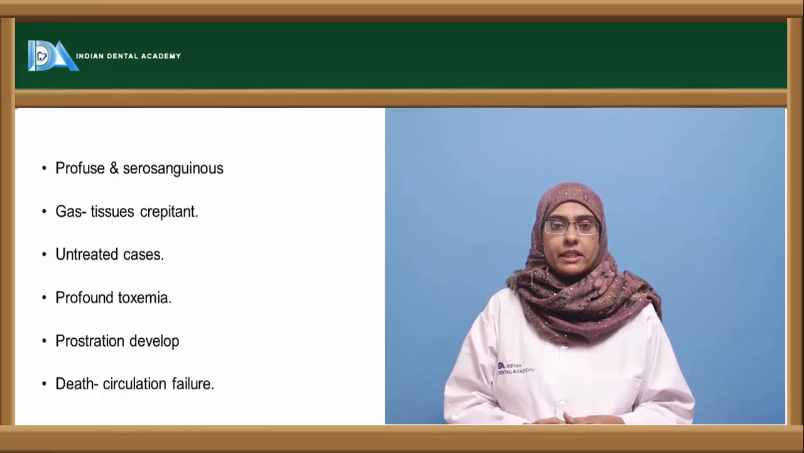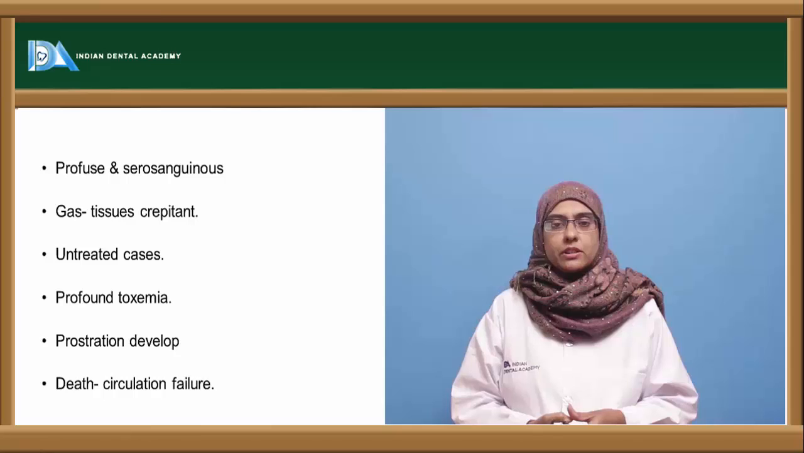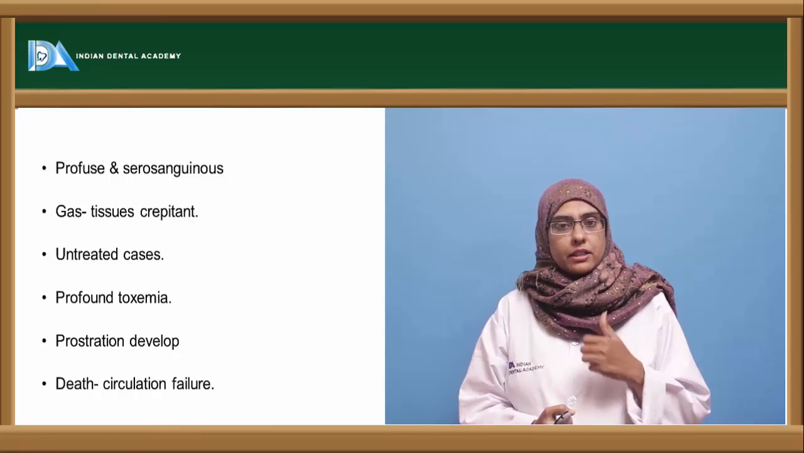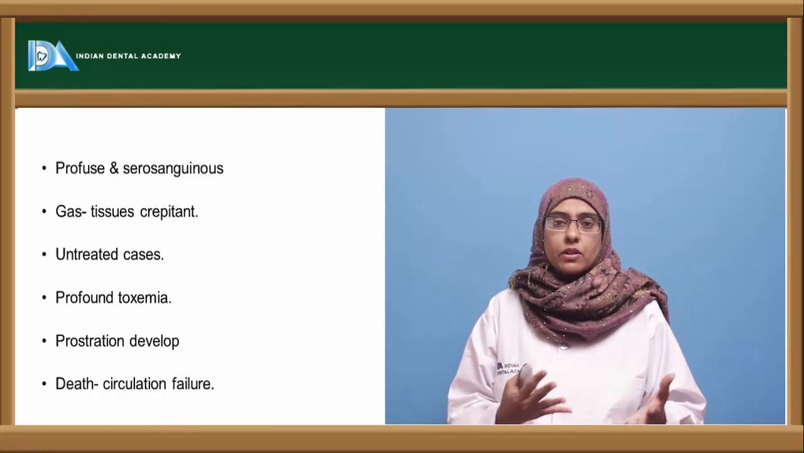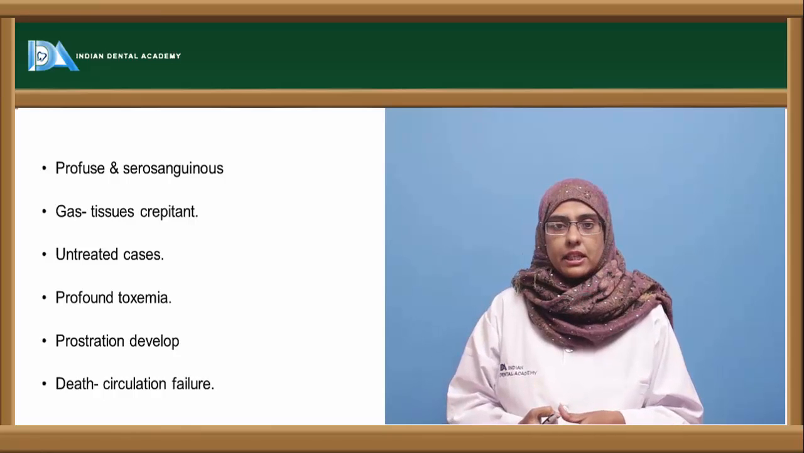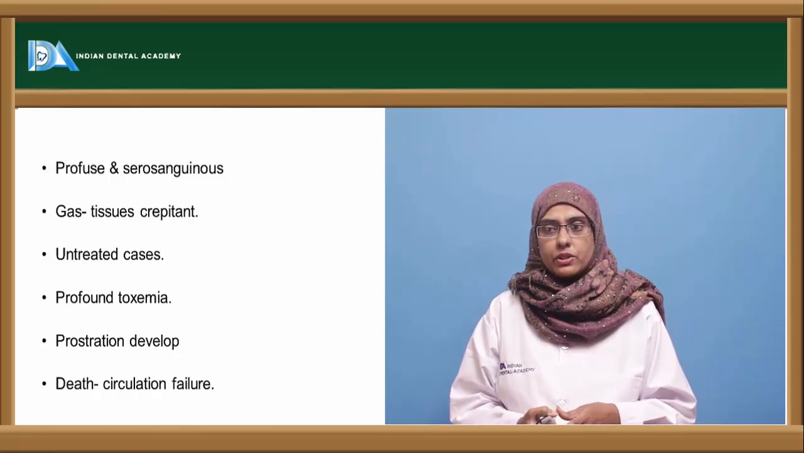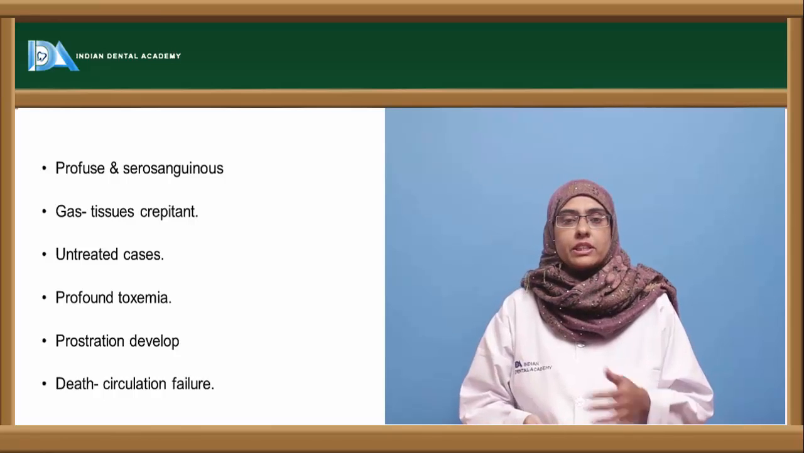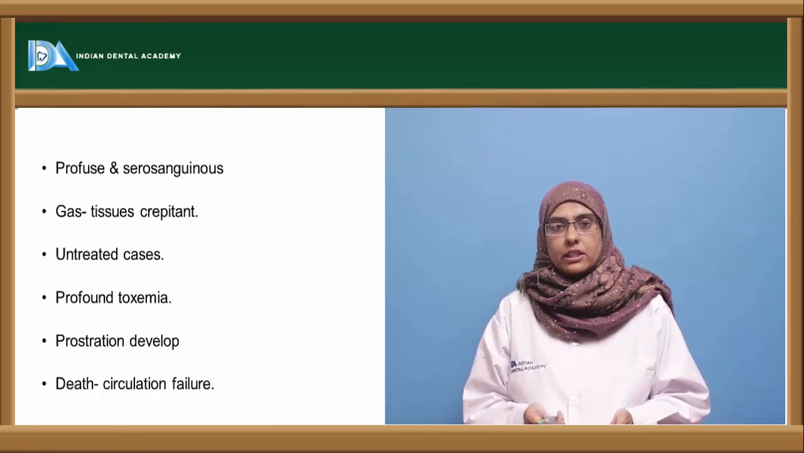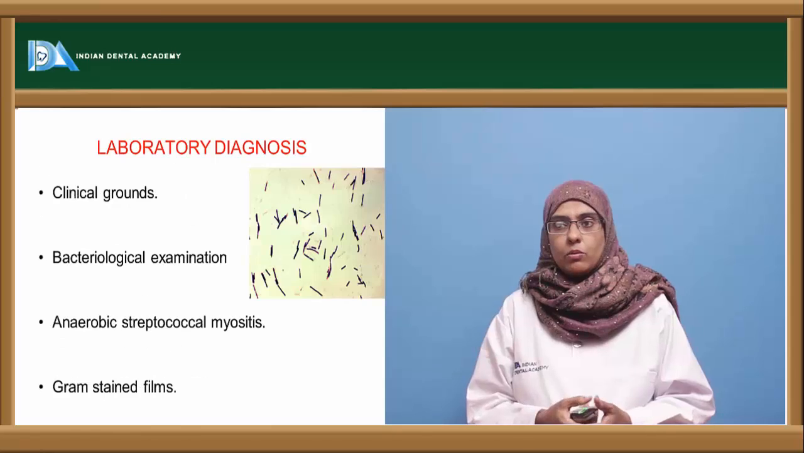In most of the untreated cases, it can lead to death of the person due to circulatory failure, and in these persons you can see a profound toxemia in the blood of the infected individual, along with the prostration which develops due to the toxin that has been spreading throughout the whole body.